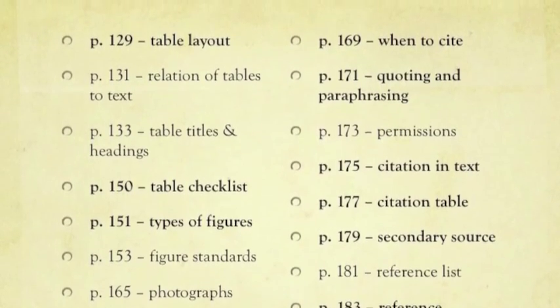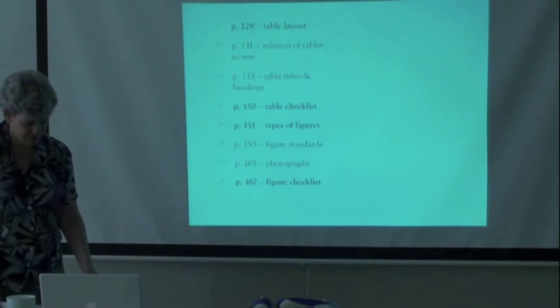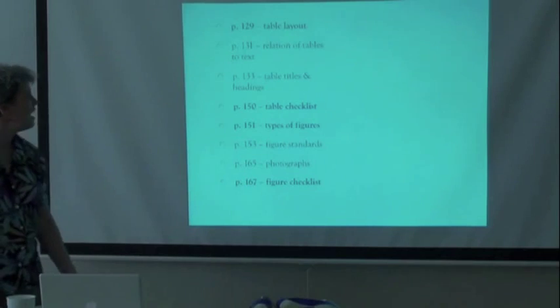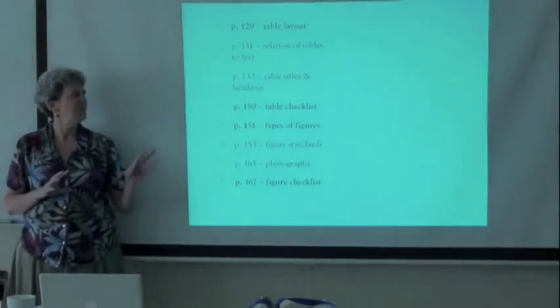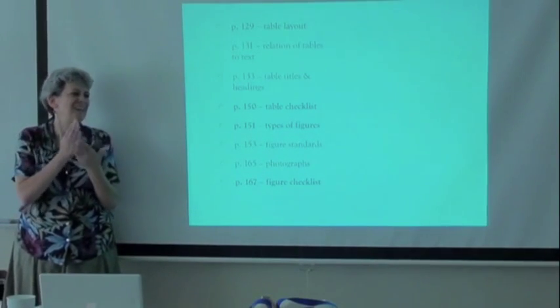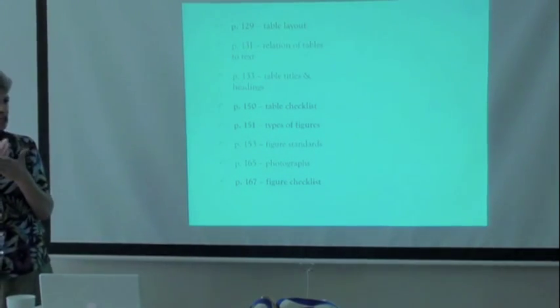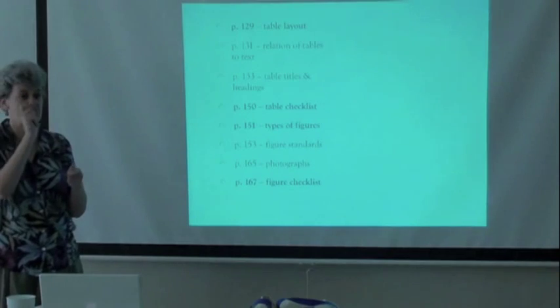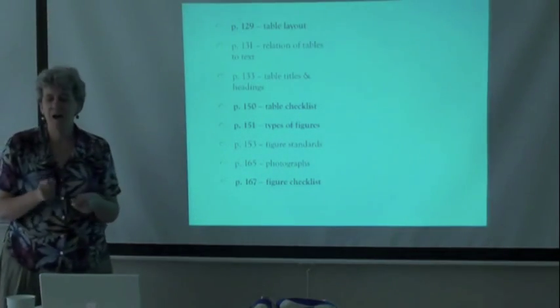And page 130 talks about the relation of tables to text. Again, you don't need to put a tab on every single one of these pages, because then you've got a tab on every page. Just whichever one makes the most sense to you, put a tab there for tables somehow, so you'll know where to go to look for tables.